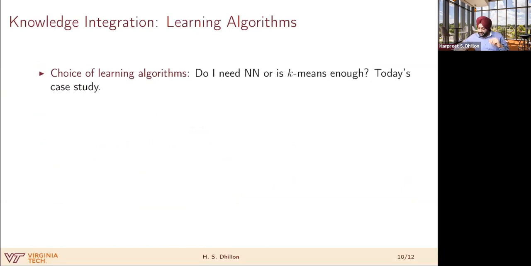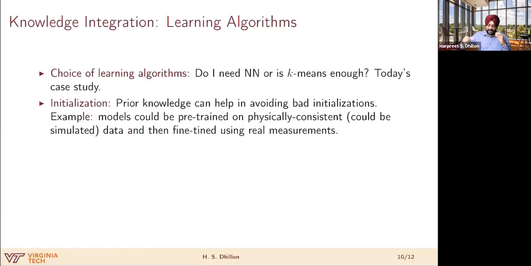Okay, so one of the last things, where knowledge could be integrated, is in the learning algorithm itself. There are many ways in which knowledge could impact the learning algorithm, starting from the choice of learning algorithm. What type of learning algorithm should I use? Do I really need deep learning? Do I really need a neural network, or is something like k-means enough? We will have this very brief discussion in the case study again.